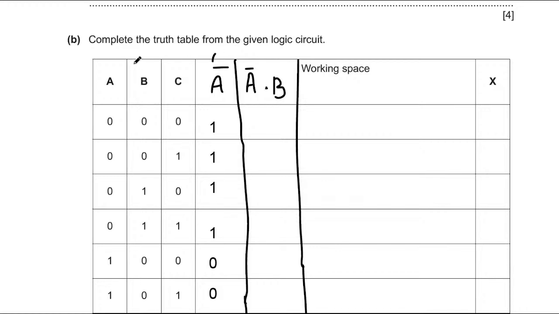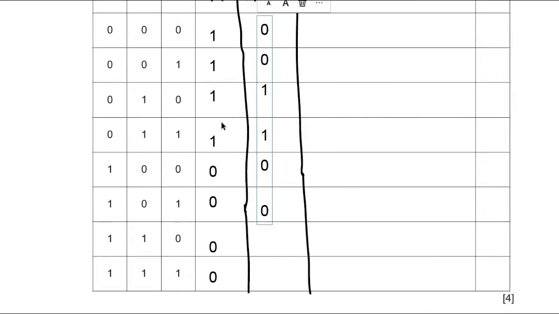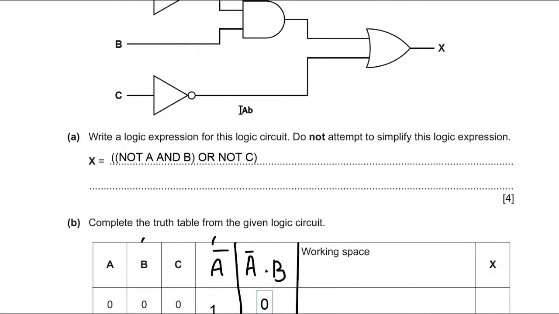That means we need this column and we need to apply an AND gate. Alright, so 0 and 1 would be 0, 0 and 1 would be 0, 1 and 1 would be 1, 1 1 would be 1, 0 0 would be 0, 0 0 would be 0, 1 0 would be 0, 1 0 would be 0. Next we need C naught.